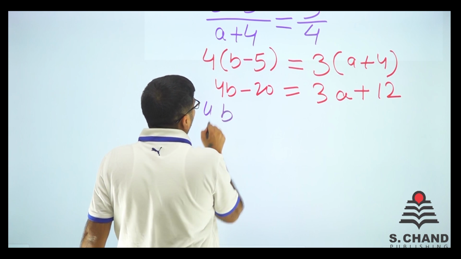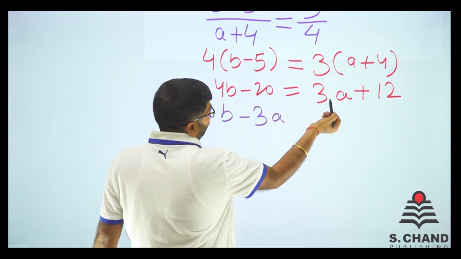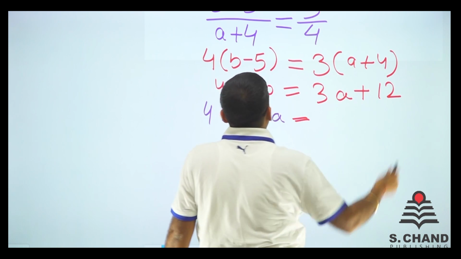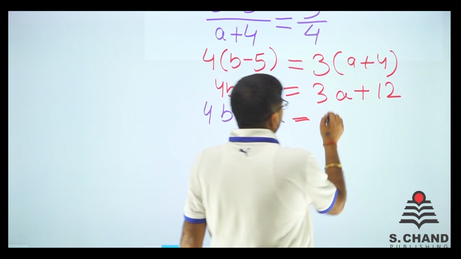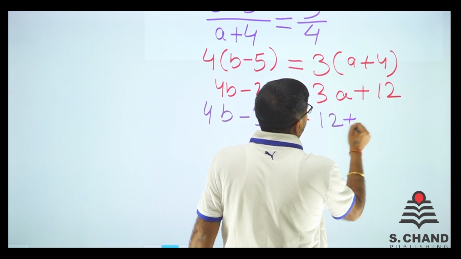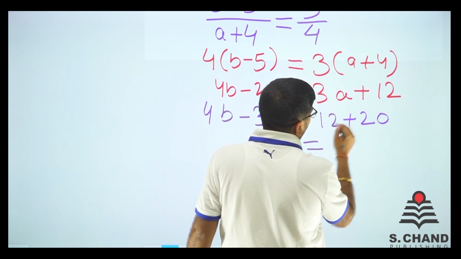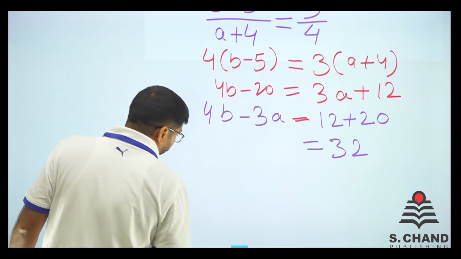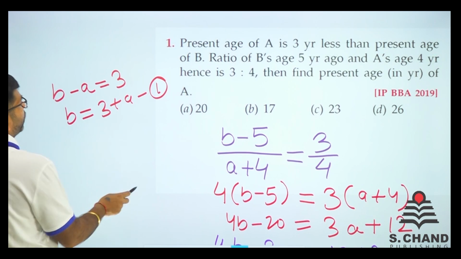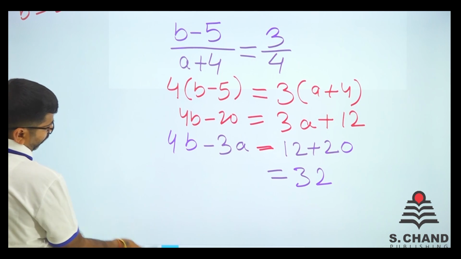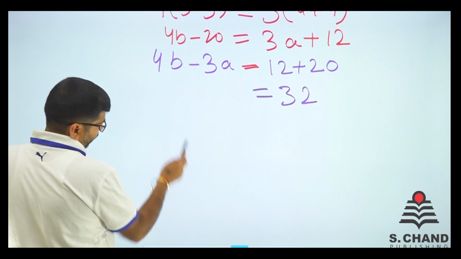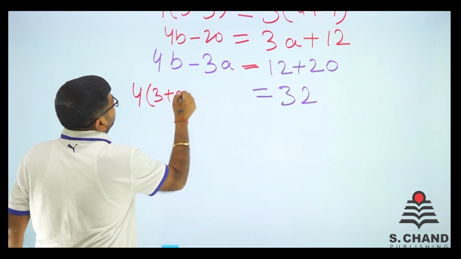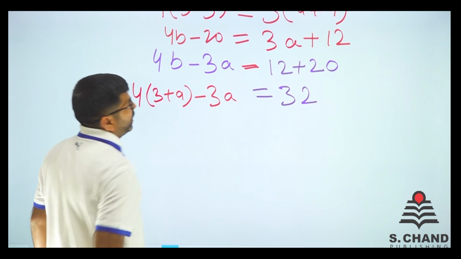Now what we do is 4B minus 3A, because this plus 3A comes here with minus 3A, is equal to, when minus 20 goes there, it becomes plus 20. So it is like 12 plus 20. It comes out to be 32. Is that okay? Now, from equation 1, that is B equal to 3 plus A, what we do is just put it in. Putting B equal to 3 plus A: 4 times (3 plus A) minus 3A is equal to 32.